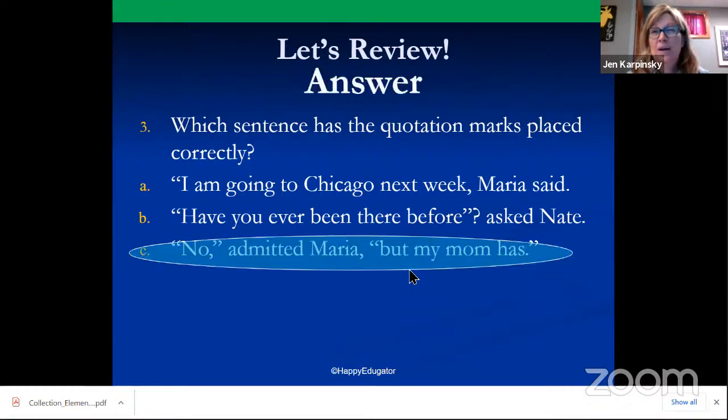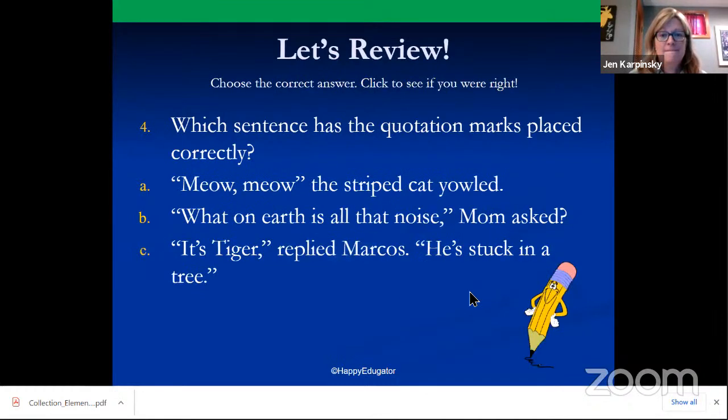You said that, you're correct. Because 3, or C, is the correct one. "No," admitted Maria, "but my mom has." And we were smart because we remembered that this is lowercase because "no, but my mom has" is all one sentence, not two separate ones. I know this is confusing. I know it's going to take practice, but you can do it. I promise. One last one.